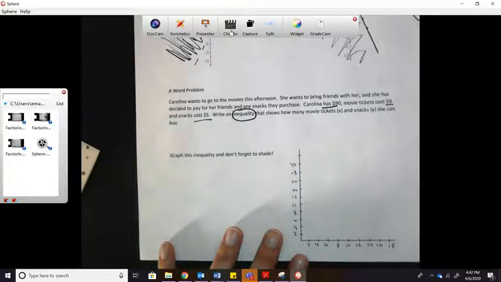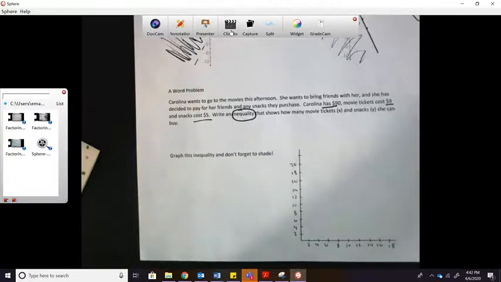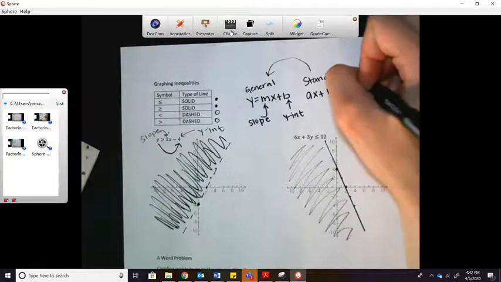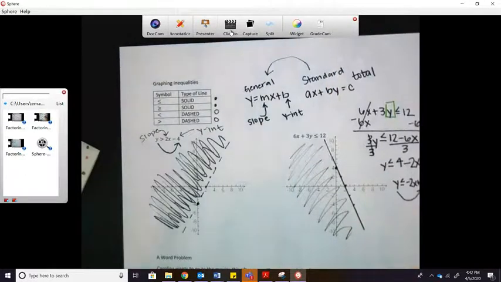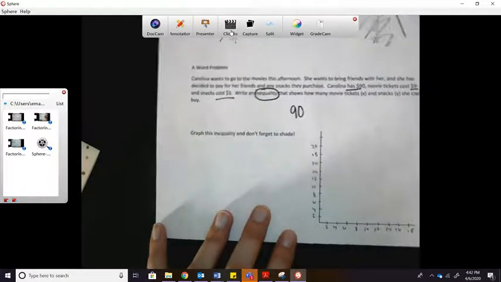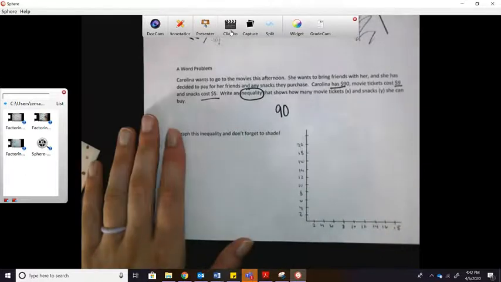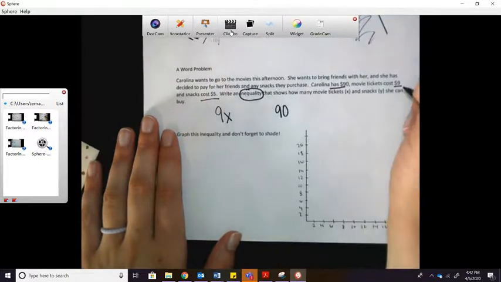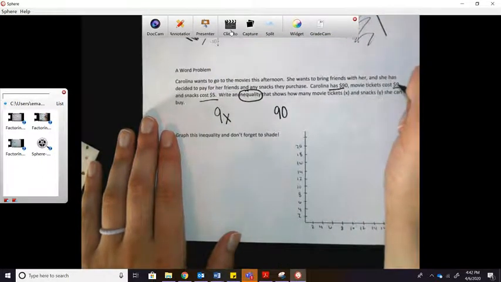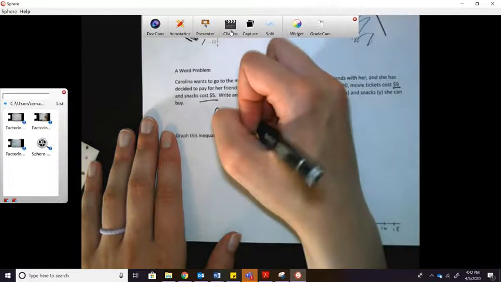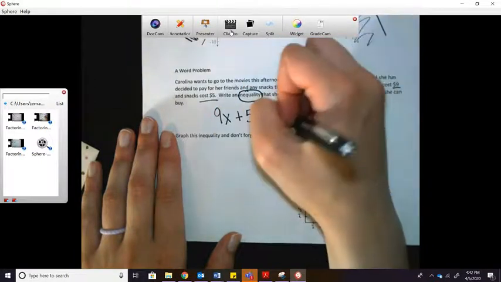So we have a total, an x and a y. That's going to tell us that we're going to write in standard form because standard form always uses some sort of total. She has $90, so that's going to be what our equation equals. We know that movie tickets cost $9. So when we think about x, we're going to do 9 times x to get the total amount of money she's spending on movie tickets. Plus, and then snacks cost $5, so she's going to have 5y. And she only has $90.